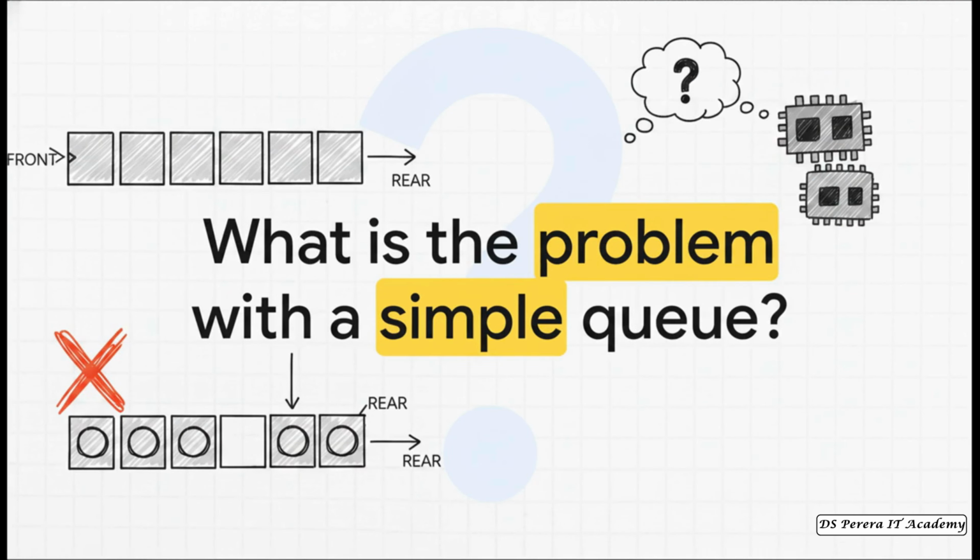Well, think about it. As we insert items, the rear pointer marches forward. As we remove items, the front pointer also marches forward. But what happens when rear hits the very end of the array? Even if we've removed a bunch of items and there's all this empty space back at the beginning, our isFull check would stop us from adding anything new. That is a massive waste of memory.